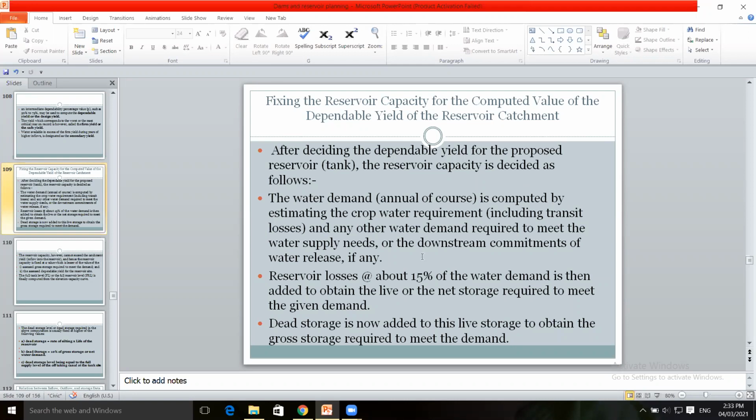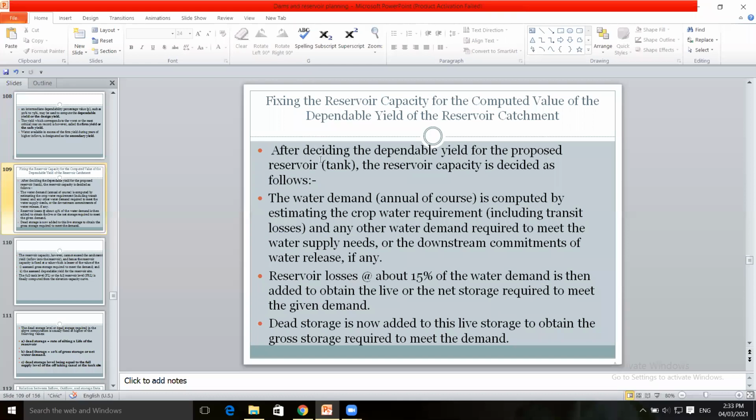समझला? Any difficulty in this? काय problem आहे का? You can ask. Please reply. Any problem in this? कळालंय? How to decide the reservoir capacity by knowing the dependable yield.